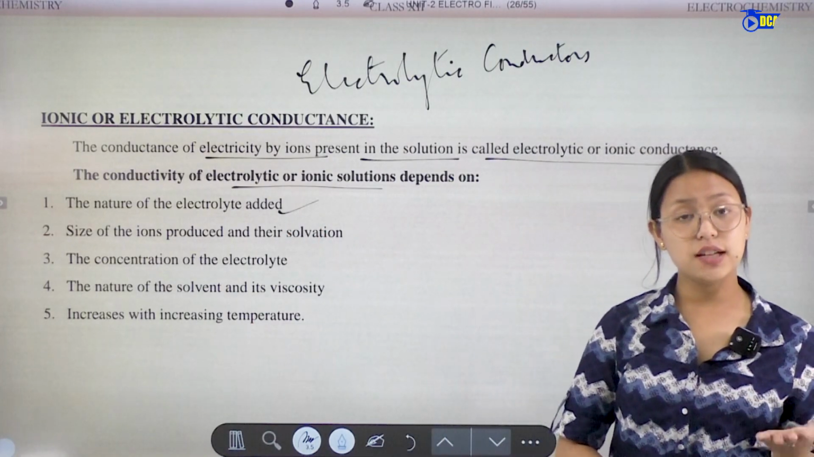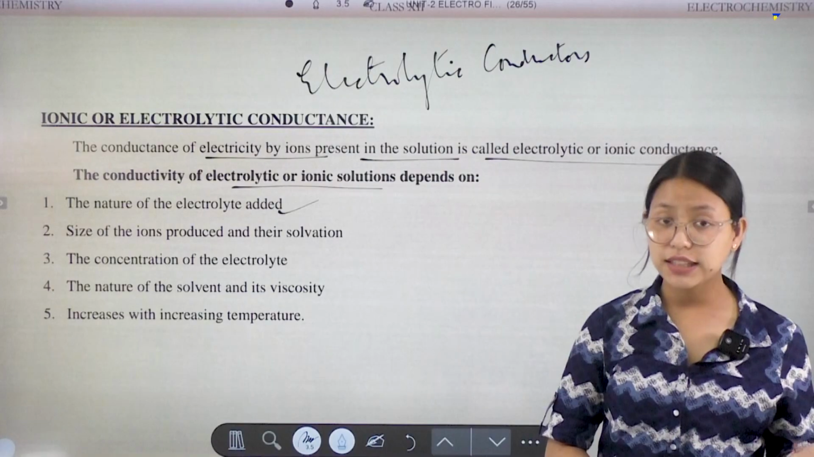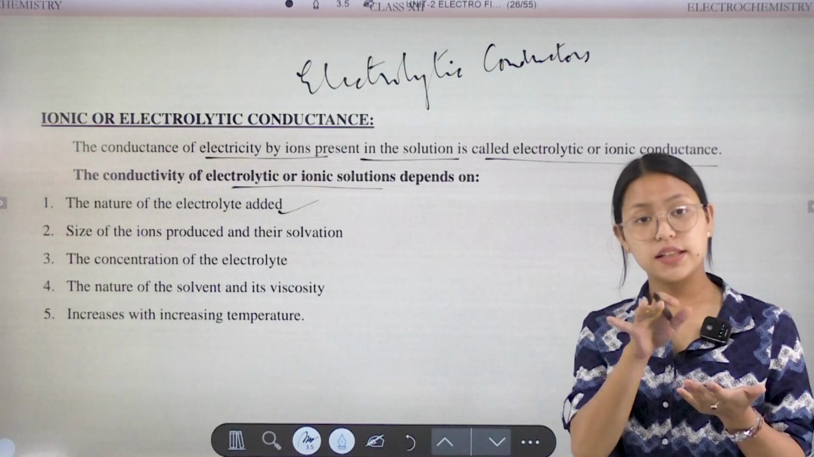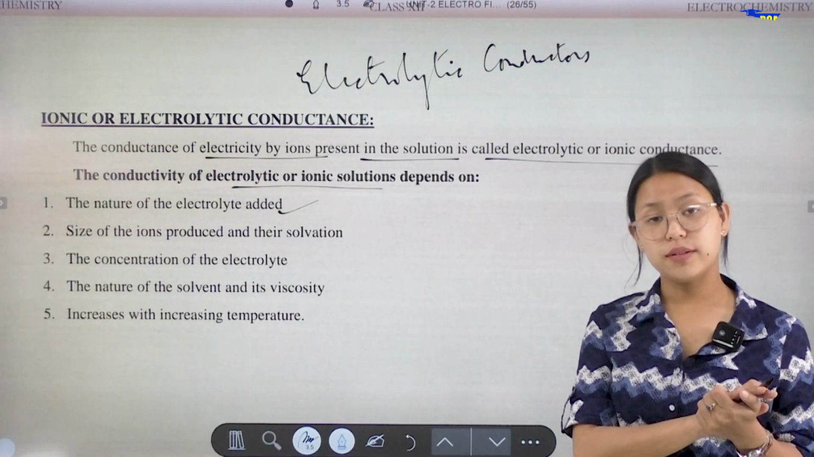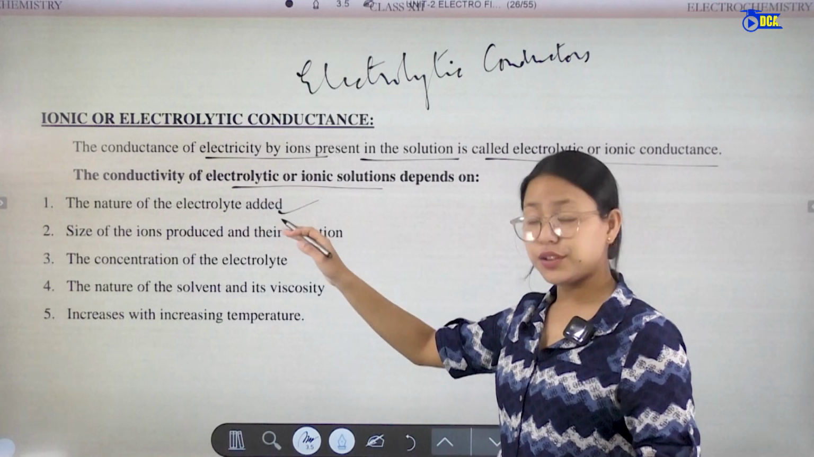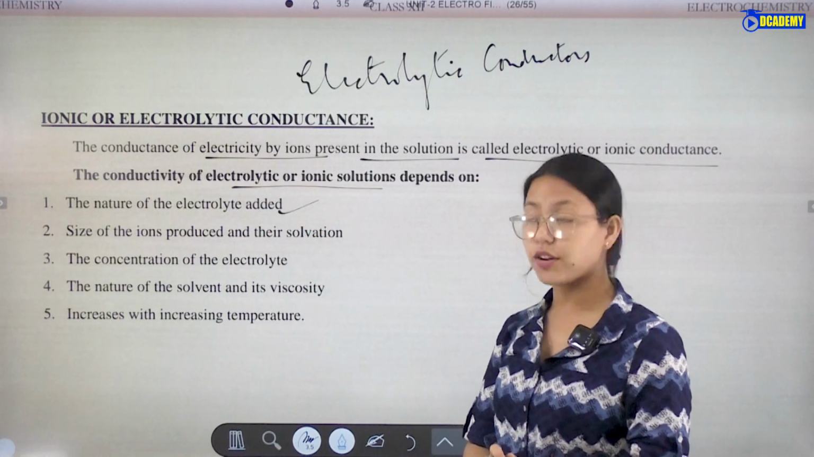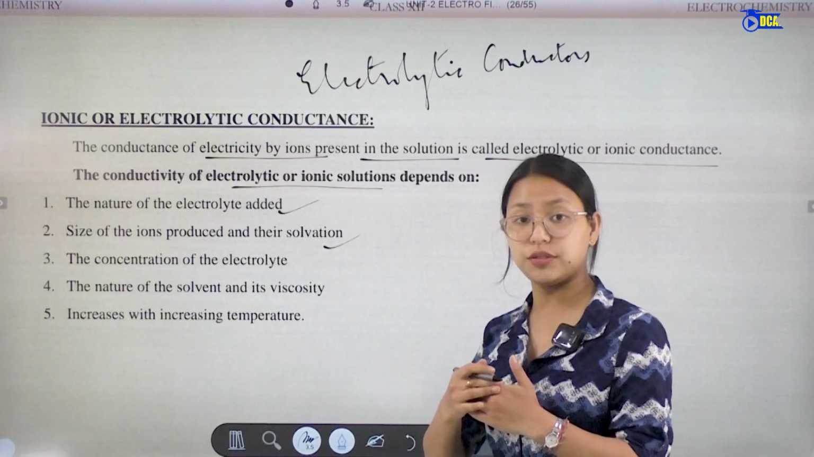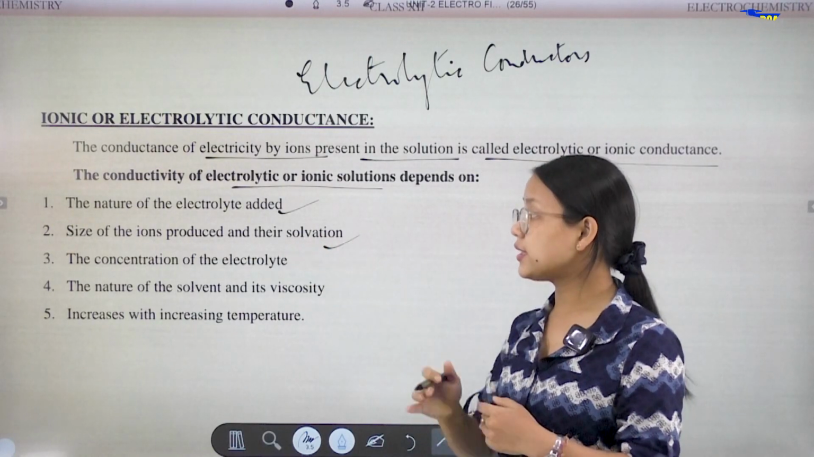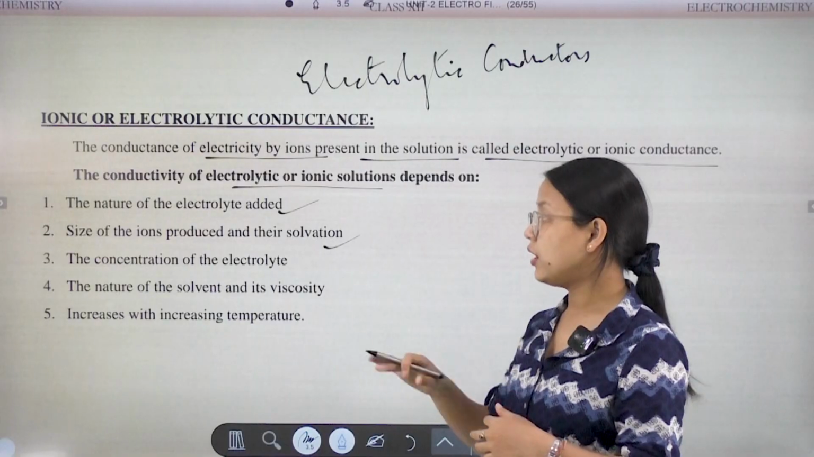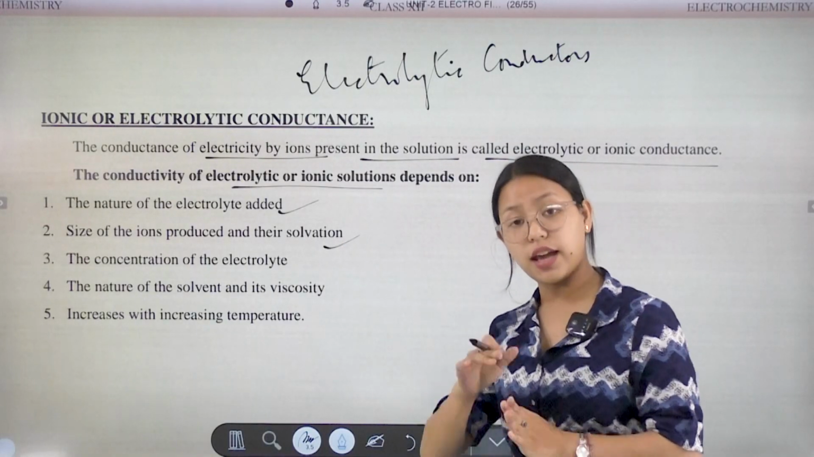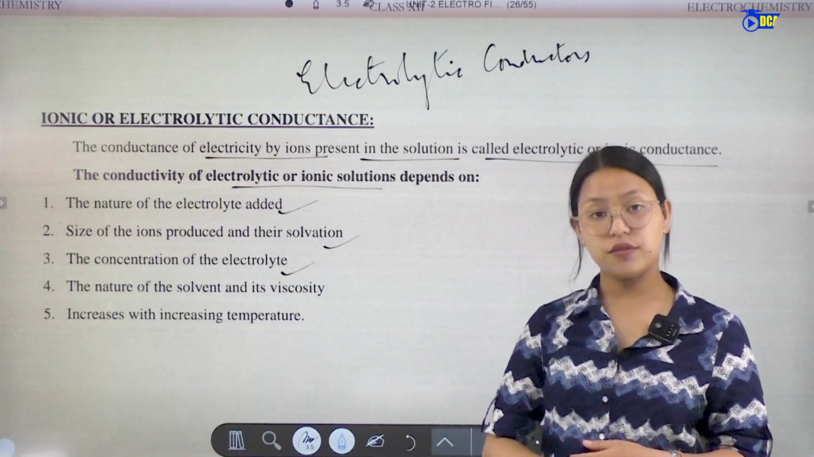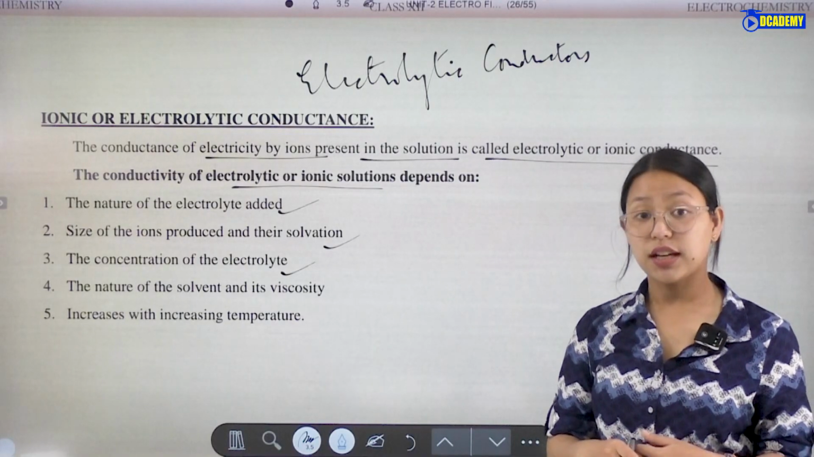The nature of the electrolyte. Like in the case of electronic conductance, it depends on the nature of the metal, here it is the nature of the electrolyte. Then the size of the ions produced and their solvation, and whether they dissociate or associate. Then the concentration of the electrolyte, for example 1 molar, 1.5 molar or 0.5 molar.